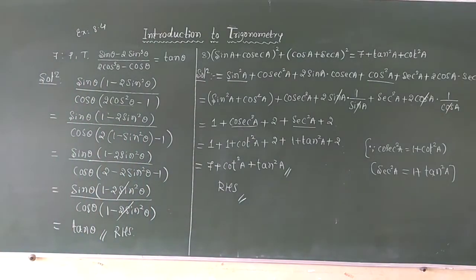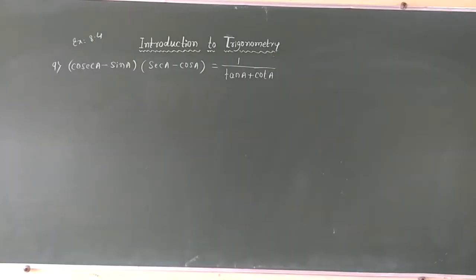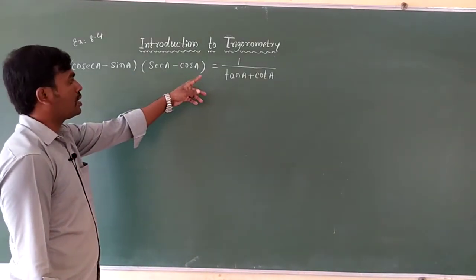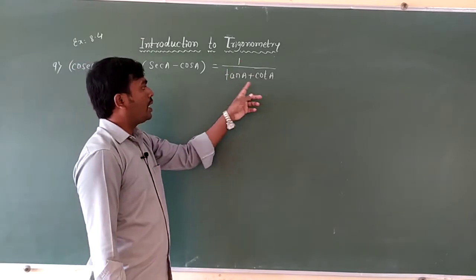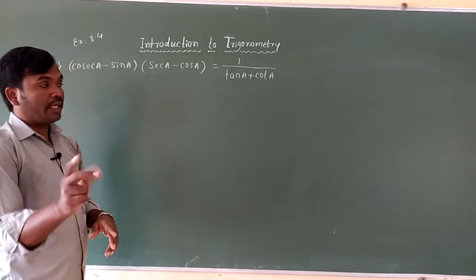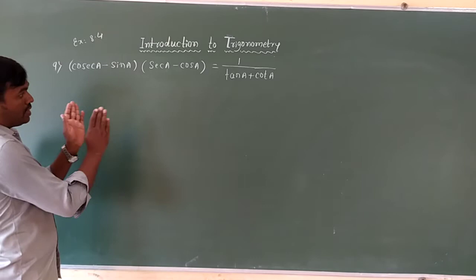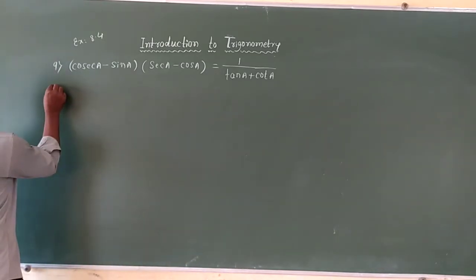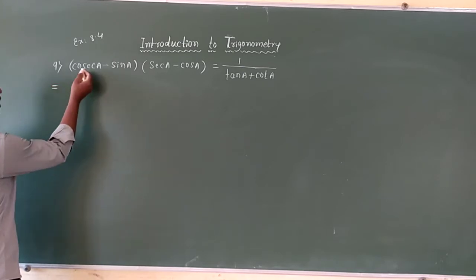Let us go for the next problem here, the ninth problem. Okay, children, the ninth problem is (cosec A minus sin A) into (sec A minus cos A) is equal to 1 divided by (tan A plus cot A). We will prove it by taking once the LHS and a second time the RHS. Let us prove it by taking the LHS.